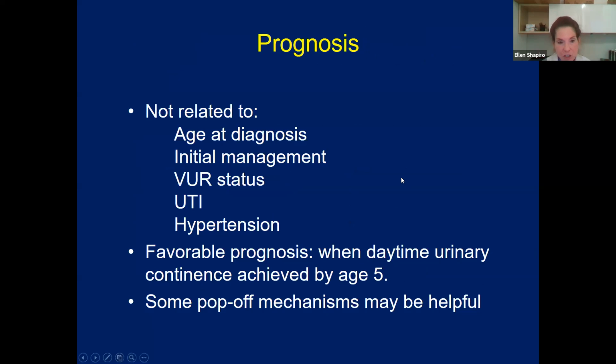So prognosis in these patients, there are so many studies on prognosis, but it seems that we've come to agree that it's not related to the age of diagnosis, initial management, reflux status, urinary tract infection status, or hypertension. We do know that it's all about the bladder. Favorable prognosis occurs when daytime urinary continence is achieved by age 5. Certainly the bladder is a reflection of this whole problem. So that is really something to hang your hat on. Most of the pop-off mechanisms have been found to be helpful for the most part.